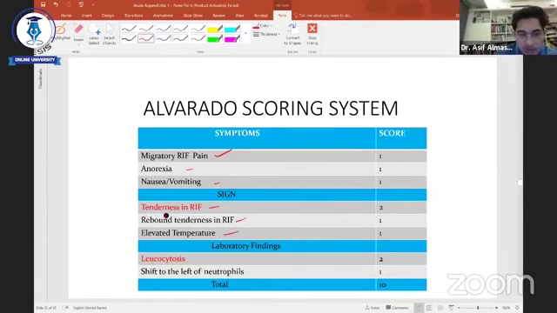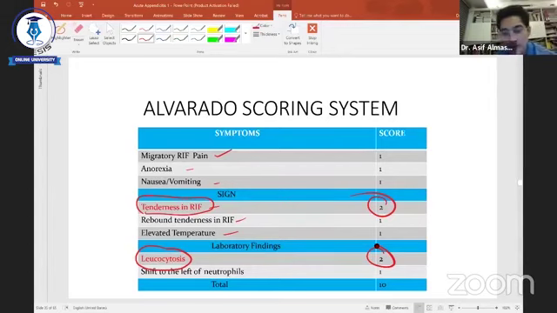Now, if you look, the tenderness in right iliac fossa is given 2 points. That means it's a very important point. And the laboratory finding is leukocytosis, especially neutrophilic leukocytosis, which is again given 2 points. So these are the two very important points. In fact, most of the time in a male patient, if you get tender right iliac fossa with neutrophilic leukocytosis, you can be very sure that this is a case of acute appendicitis.